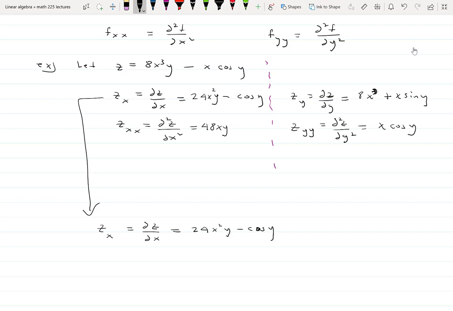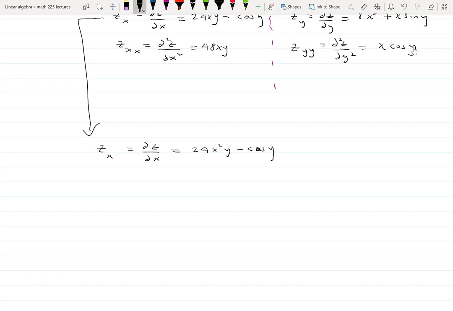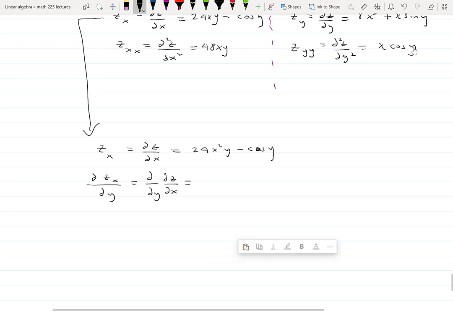But we could also take the derivative of z sub x with respect to what? With respect to y. And that's the new stuff. That's the new thing here. We could take the derivative of both sides of this equation with respect to y, even though first of all it was a derivative with respect to x. Let's just do it. The derivative of 24x squared y with respect to y, means we hold x constant, is 24x squared. What's the derivative of cosine of y with respect to y? It's negative sine of y. Okay.